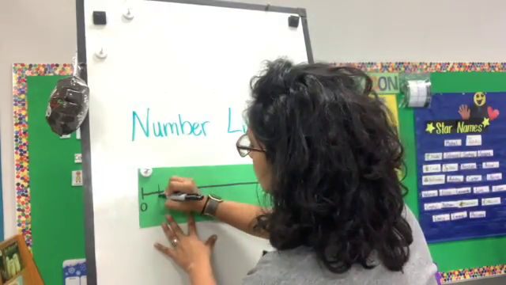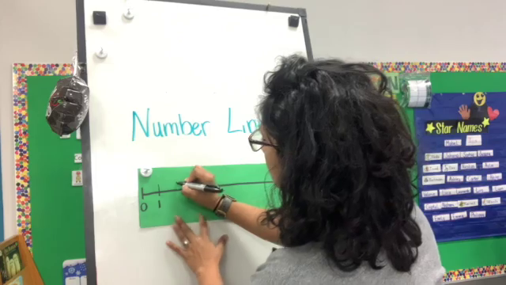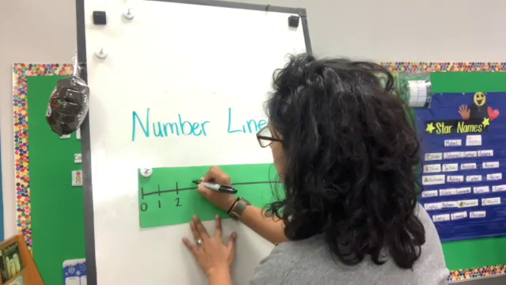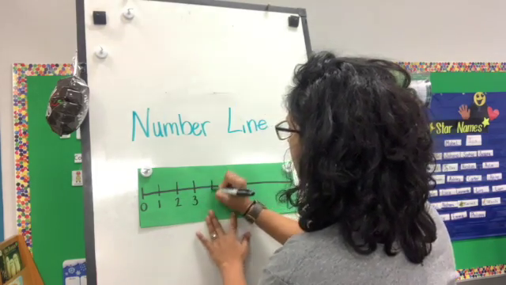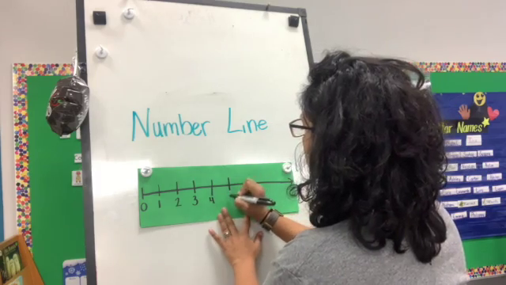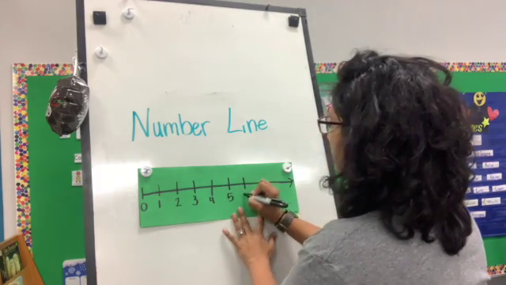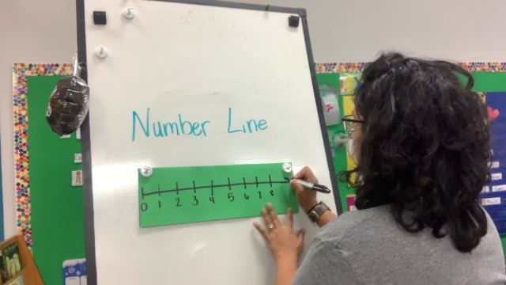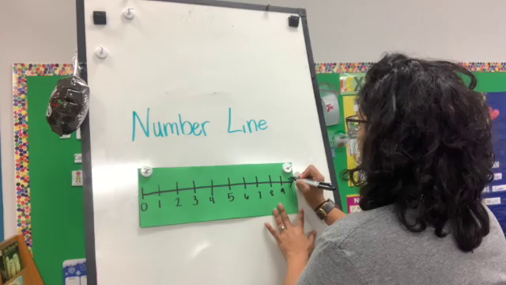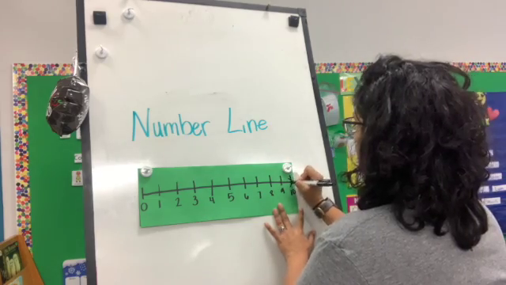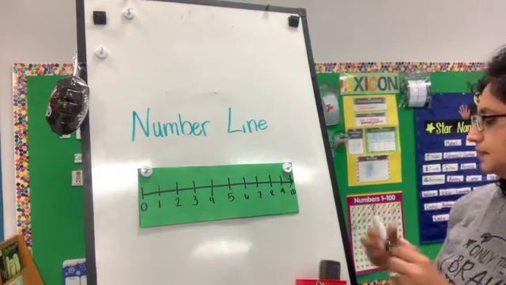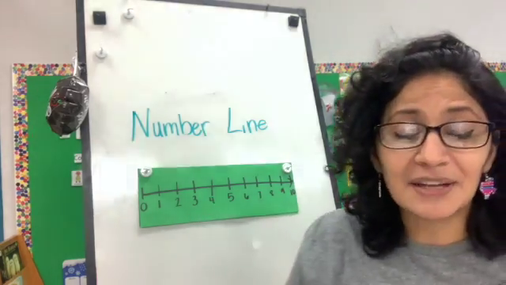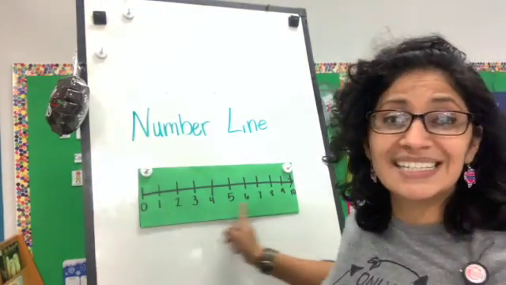So 1, 2, 3, 4, 5, 6, 7, 8, 9, and then 10 will be right here where the arrow is. You see that? That's my number line from 0 to 10.